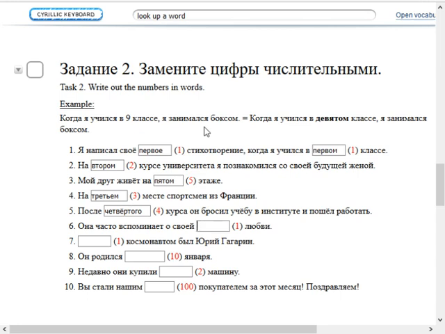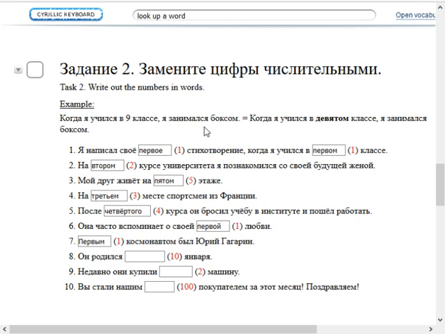Она часто вспоминает о своей первой любви. So she often remembers about her first love. Первой любви. Первым космонавтом был Юрий Гагарин. The first cosmonaut or first astronaut was Yuri Gagarin, which is something Russians are very proud of. So it's not just первый, it's первым. Первым космонавтом. There we go.